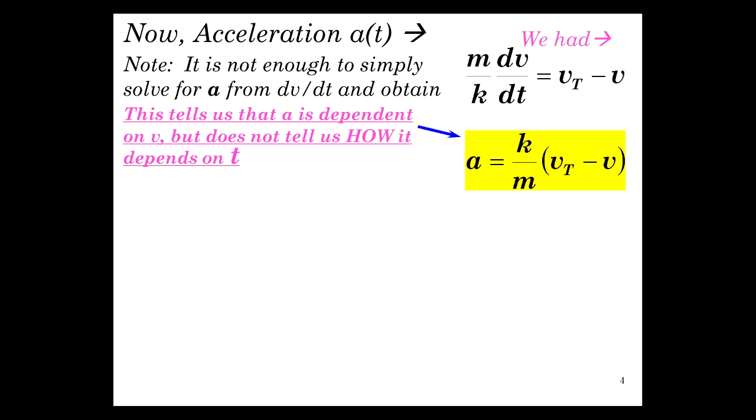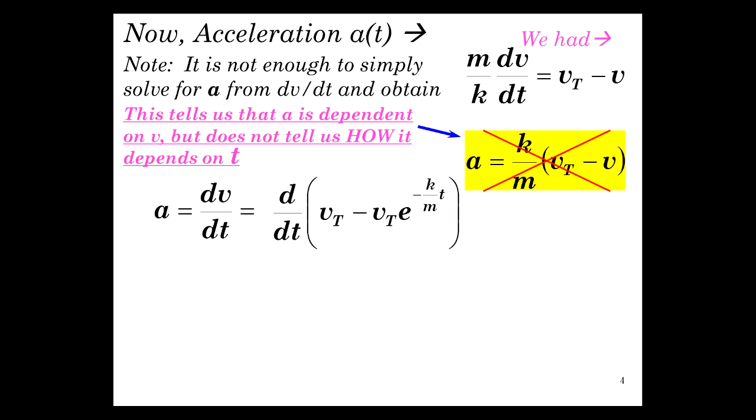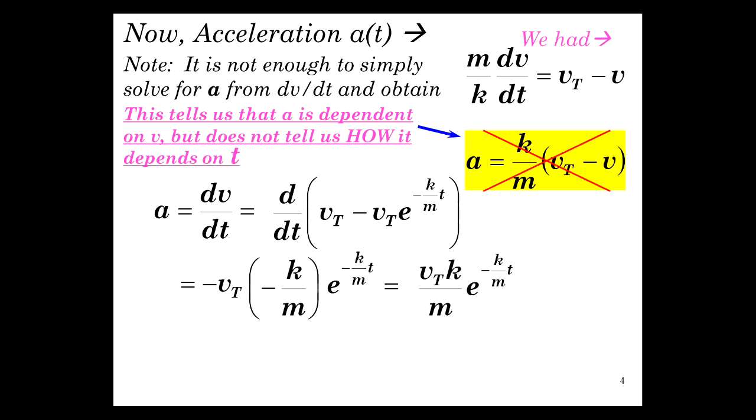So, let's find out how it depends on t, not on v. So a is dv/dt, which is the derivative of what we already solved, which is the velocity. So this is pretty easy for us. We bring the minus out, and then the minus k over m comes down. a = v_t (k/m) e^(-(k/m)t).